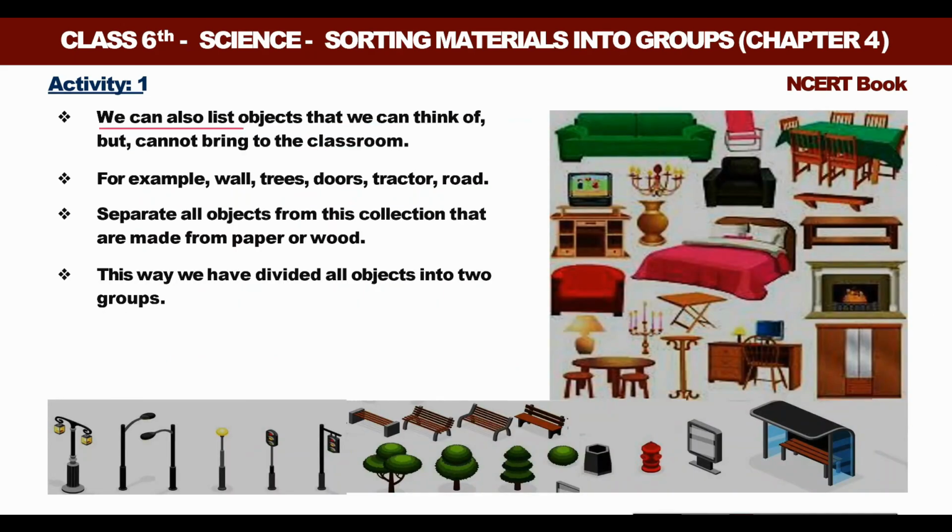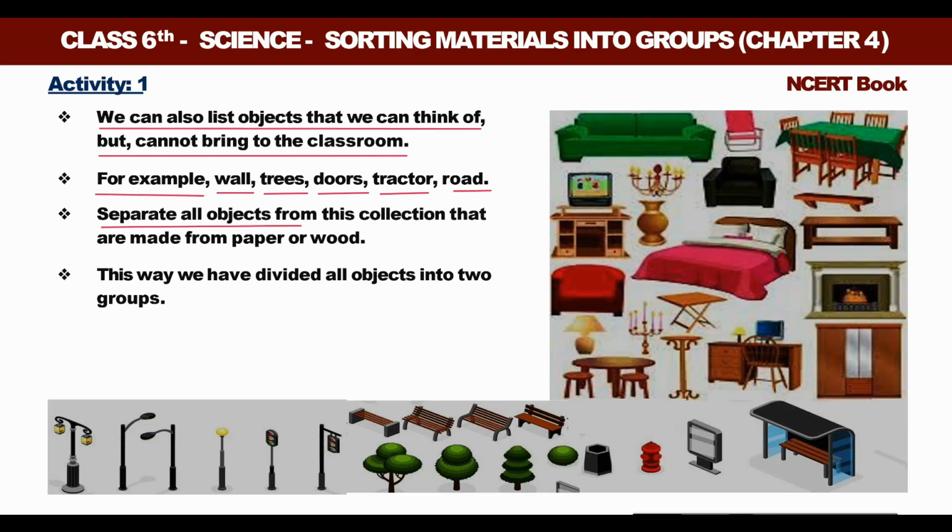We can also list objects that we can think of, जो हम लोग सोच सकते हैं उसको भी, but cannot bring to the classroom. For example, we can think of the wall of my house, wall of the school. We cannot bring into the class the trees, doors, tractor, road. We can think of them, but we cannot bring them.